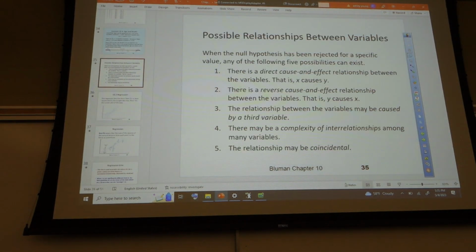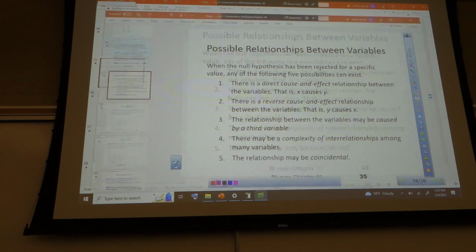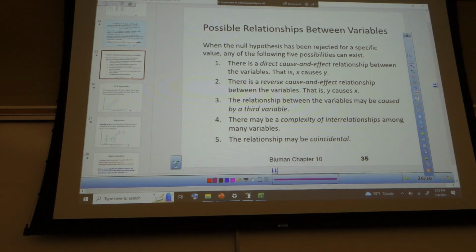Okay, so if you do find correlation, there are several possible reasons for that. Brittany, go ahead and read. When the null hypothesis has been rejected for a specific value, any of the following 5 possibilities can exist. There's a direct cause and effect relationship between the variables, that is, x causes y. There's a reverse cause and effect relationship between the variables, that is, y causes x. The relationship between the variables may be caused by a third variable. There may be a complexity of interrelationships among many variables. The relationship may be coincidental.